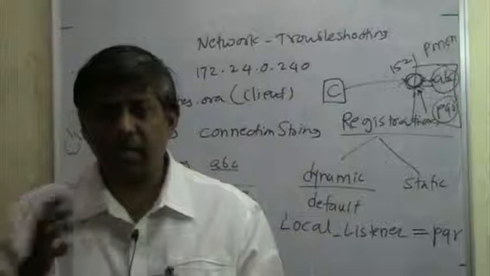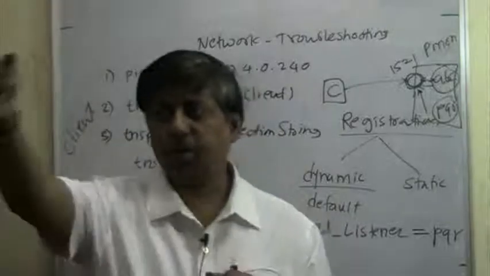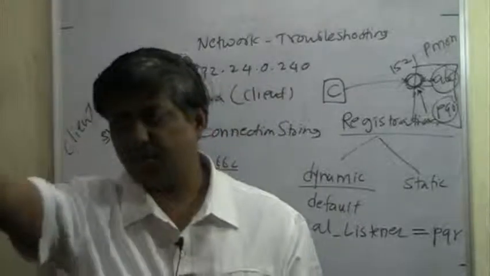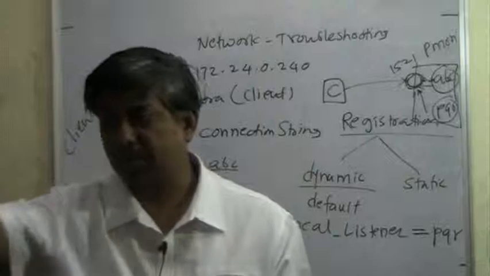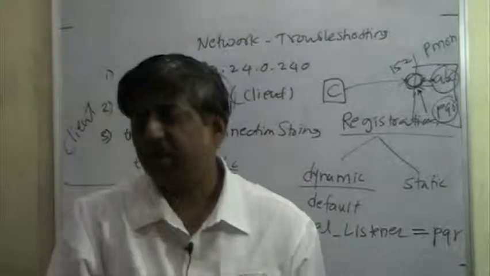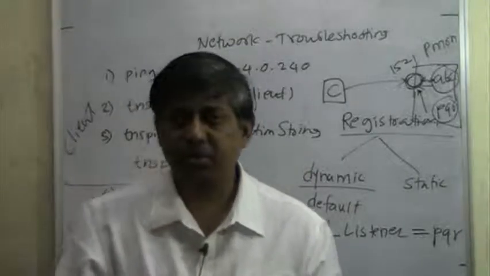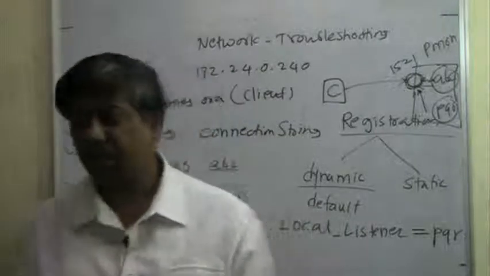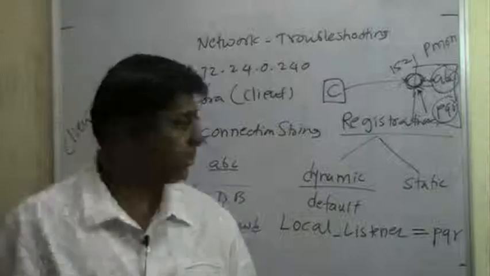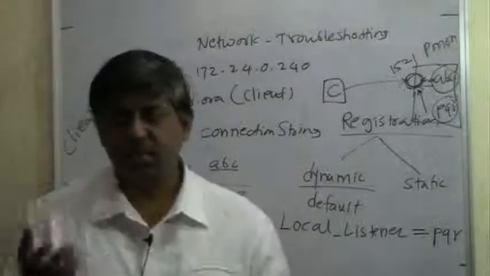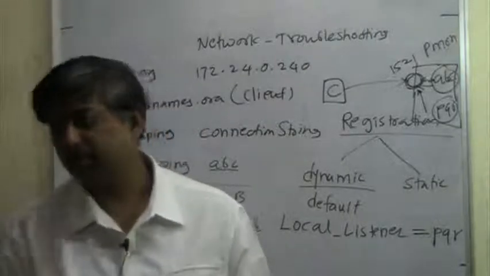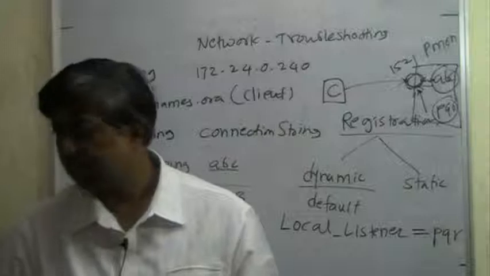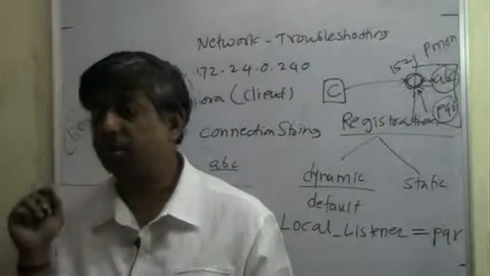What is a client? A client is any program which would like to communicate with the server, another program on the server side, for some kind of information exchange. So here PMON acts as a client program which is trying to connect to the listener to send the information there. That's why PMON needs to know where the listener is running. To know where the listener is running, we need the tnsnames.ora file. PMON is not a file. PMON is the process.